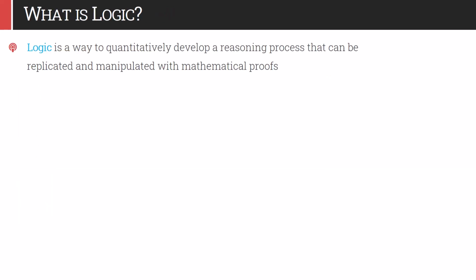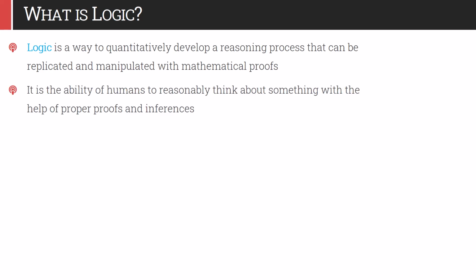Logic is a way to quantitatively develop a reasoning process that can be replicated and manipulated with mathematical proofs. That means we are given some statement, and through a sequence of steps, we will prove that statement. That is known as logic. We will apply some appropriate rules, some simplifications, and we will say that whatever statement is given is true. So we are proving the validity of the statement through logic. It is the ability of humans to reasonably think about something with the help of proper proofs and inferences.